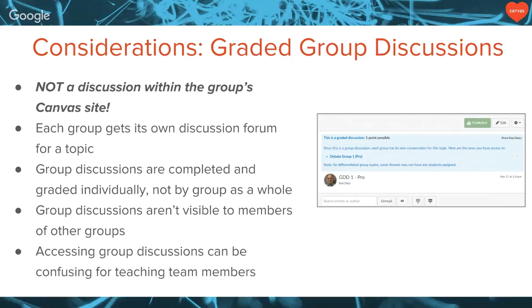So if you've created a graded discussion that's going to be differentiated to groups, as the teacher and your teaching team, you will see it within the course Canvas site, and in our screenshot, for example, where there's a bullet point debate group 1 pro. If this had been differentiated to more than one group, you'd see a bullet point, and then off to the right of that bullet point, a count of unread and total comments in that discussion topic.